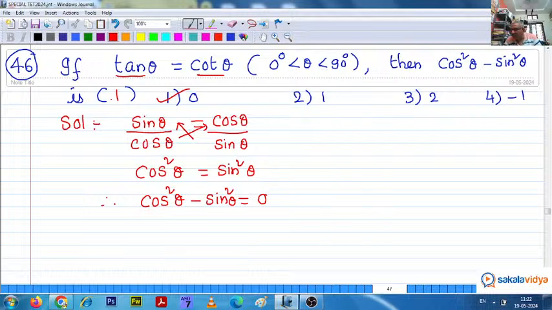Srinivasu, Sivakeshu, Venkateshwarlu, Sushma, okay, Lakshmi Narayan, absolutely correct.